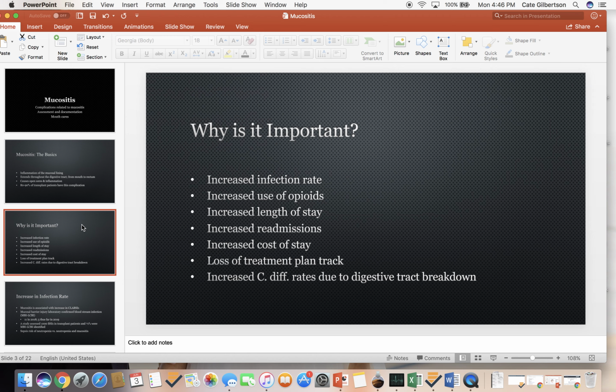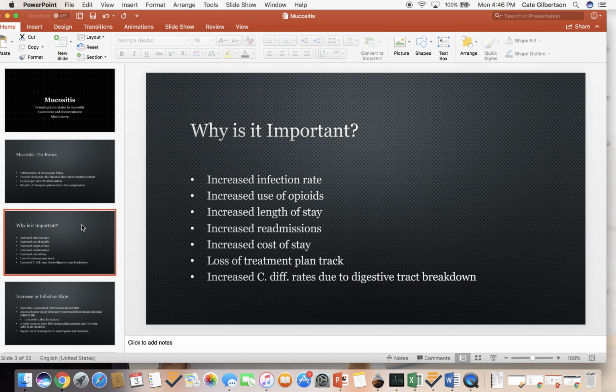Loss of treatment plan track. So when we have patients who are getting multiple rounds of chemotherapy or radiation, and they get such severe mucositis that they're having to retrain themselves to be able to take oral meds or get off pain medicine, things like that, or have an infection, then sometimes their treatment is prolonged, which is, of course, not something we want to happen. Also, this is related to increased C. diff rates.